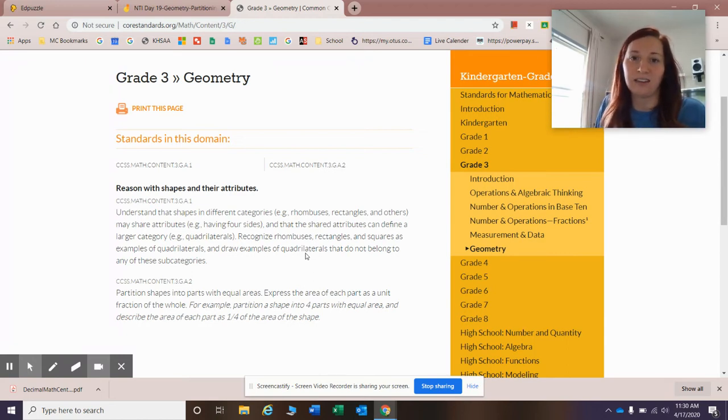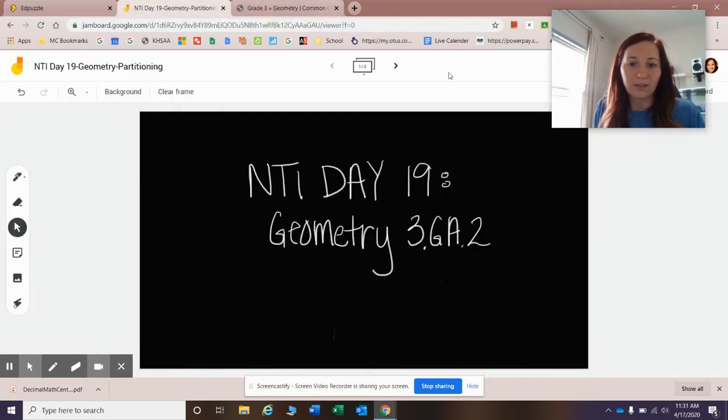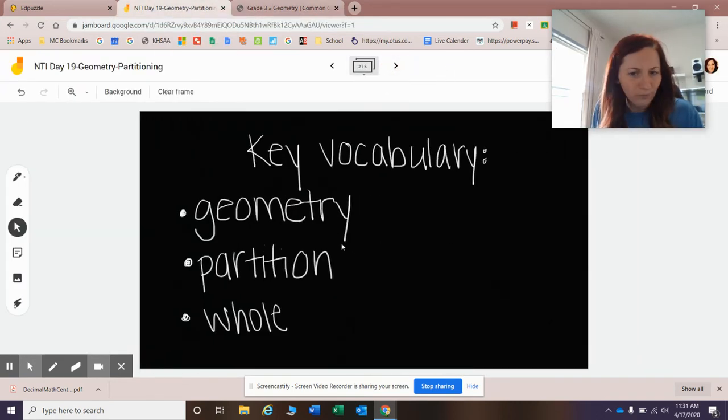Honestly, looking at this and diving into what you need to know, it's going to be really easy, and it's a great way to start off our Monday. It's a great way to start off our unit. So let's go ahead and get started. First, you're going to need to know some key vocabulary.